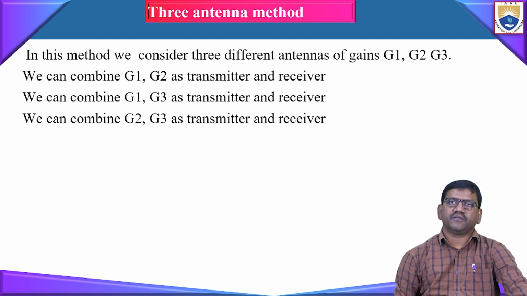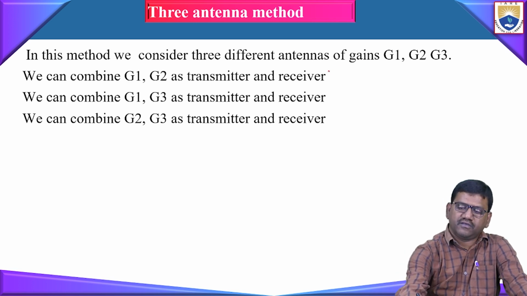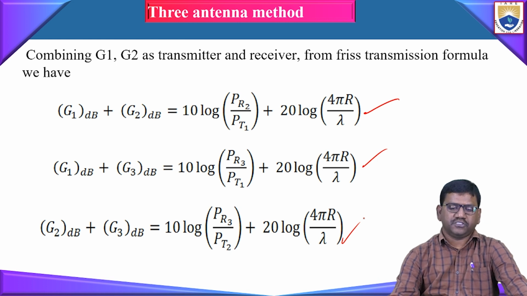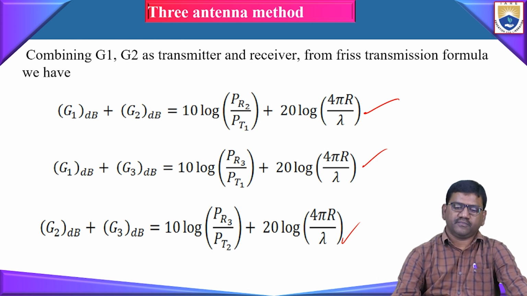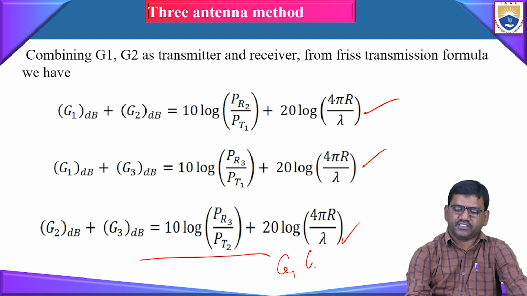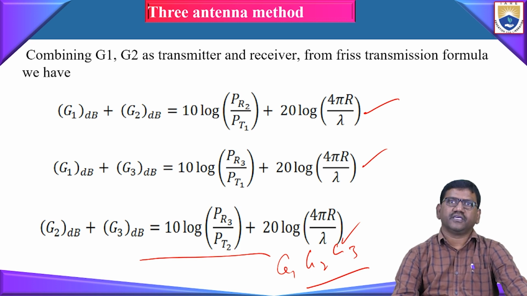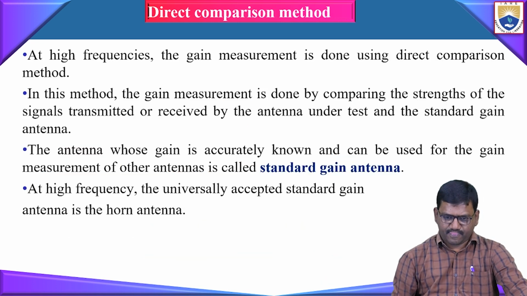In the 3 antenna method, we are going to use 3 antennas. We need to combine G1 and G2 as transmitter and receiver, G1 and G3, and G2 and G3. By combining these 2 antennas at a time, we apply the Friis transmission formula as above, and we get 3 different equations: G1 plus G2, G2 plus G3, and G1 plus G3. By simplifying these equations, we get the values of G1, G2, and G3. There are 3 independent variables and 3 equations, hence it is very easy to find the values of G1, G2, and G3.